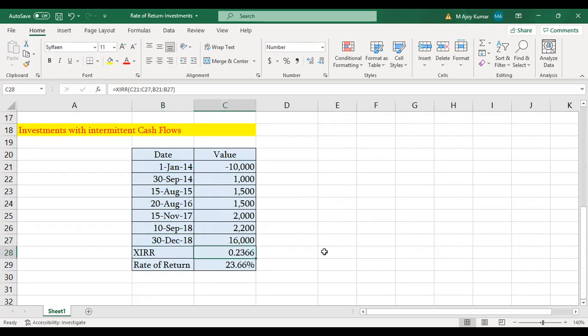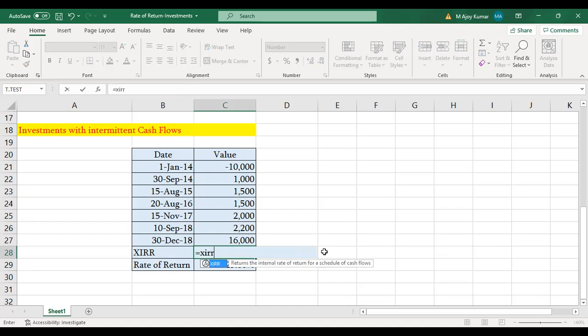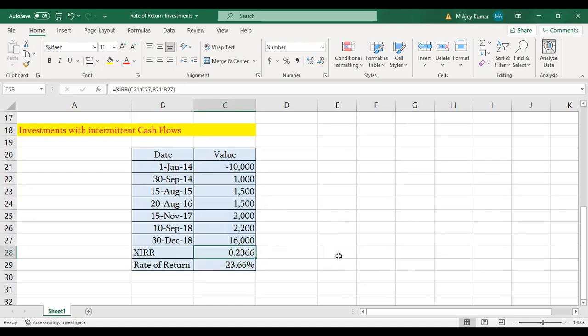In this case, again, I can use the same XIRR function. So let me show you how to do that. Equal to XIRR, bracket open. It will ask me for the values. I select the cell range with the values, comma. It will ask me for the dates. I select the date range, bracket close, enter. 0.2366, which is 23.66%. So this is a very useful function in Excel called XIRR.